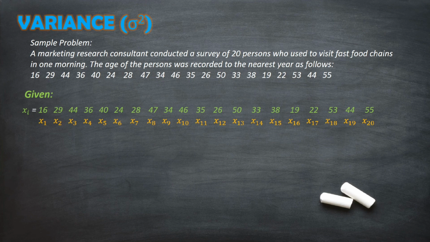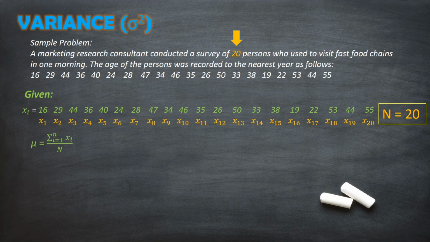We will know our population size, or the big letter N, just by looking at the last i in our x sub i, which is 20. This means we have 20 persons in this sample problem, which is our sample size, the big letter N. Now that we have our x sub i's, first we will solve for the population mean, or our average, before we solve for the variance. Remember that our population mean is represented as u.